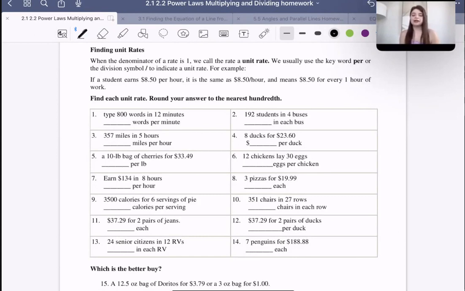We're going to be talking about rates and ratios. For today specifically, we're going to talk about unit rates. So, what is a unit rate? Basically, when the denominator of a rate is 1, we call it a unit rate.